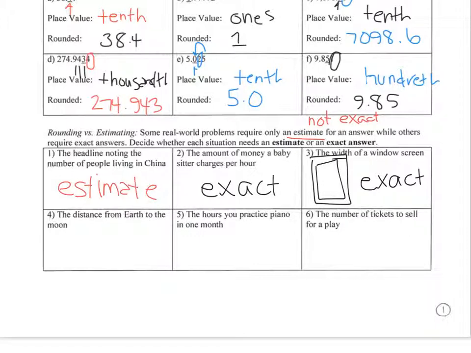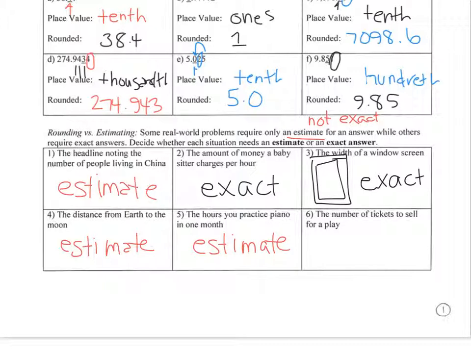The distance from the Earth to the moon. That's also an estimate. That's a hard thing to measure exactly to the nearest centimeter. The hours you practice piano in one month. That's also an estimate, because you probably don't have it down exactly how often you practice. If you just sit down and practice a little here and there, it's hard to get an exact amount.